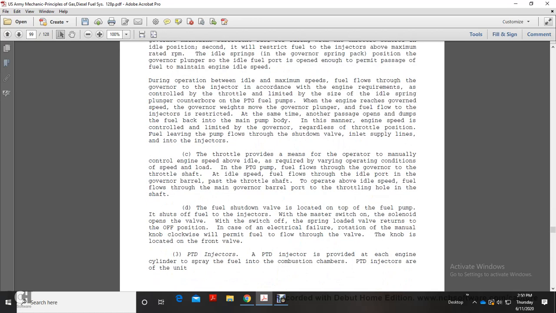During operation between idle and maximum speed, fuel flows through the governor to the injectors according to the engine requirement. The control of the throttle is limited by the idle spring and the plunger in the pressure time gear pump.